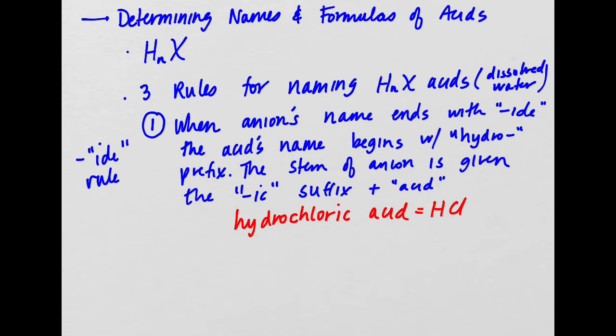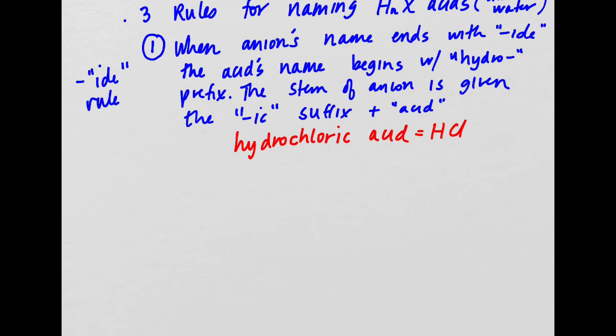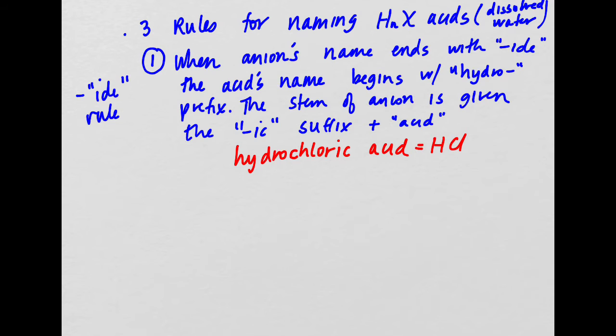All right, so moving on to rule number 2. That was the ide rule. Now we're going to look at the second rule. When the anion name ends with ite, the acid name is going to be the same, and we're going to add a different suffix.